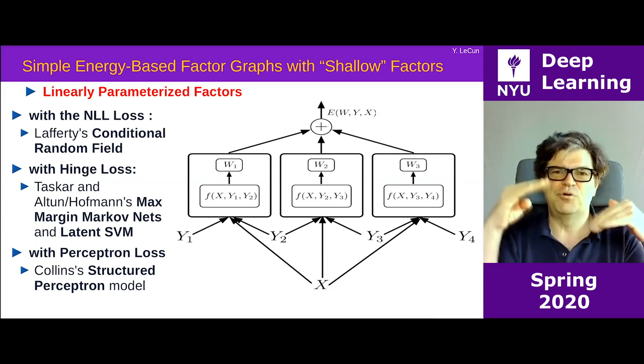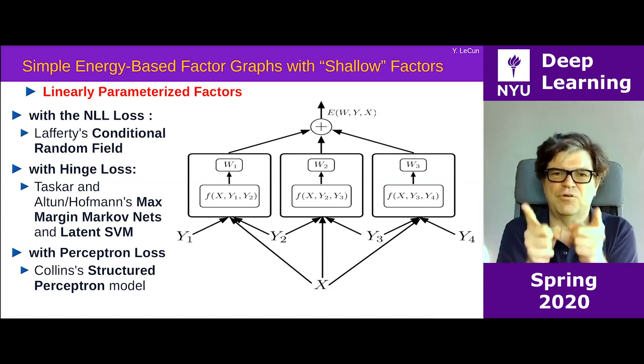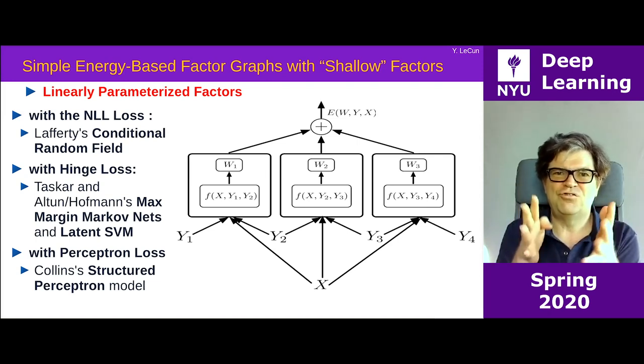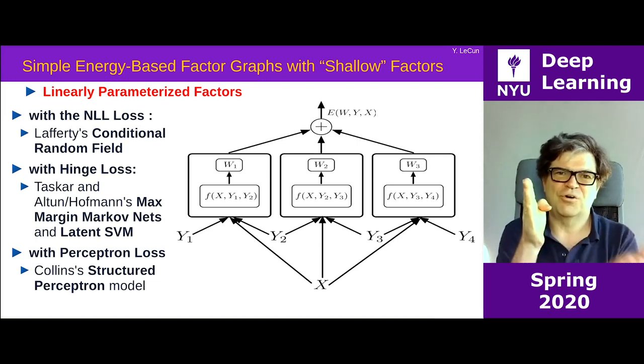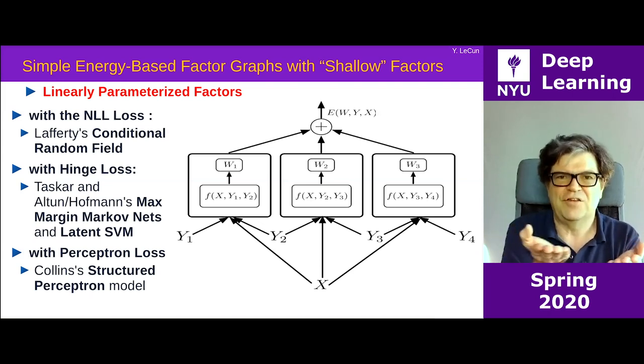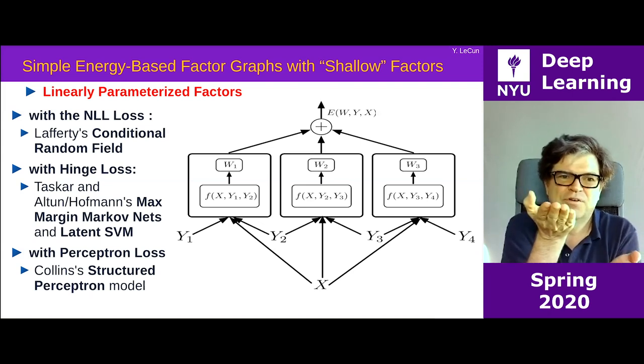The way I push up and push down is I put the difference of those two energies in a hinge loss, so that the hinge will push the energy of the correct answer to be low and will push the energy of the incorrect most offending answer to be higher by at least some margin.